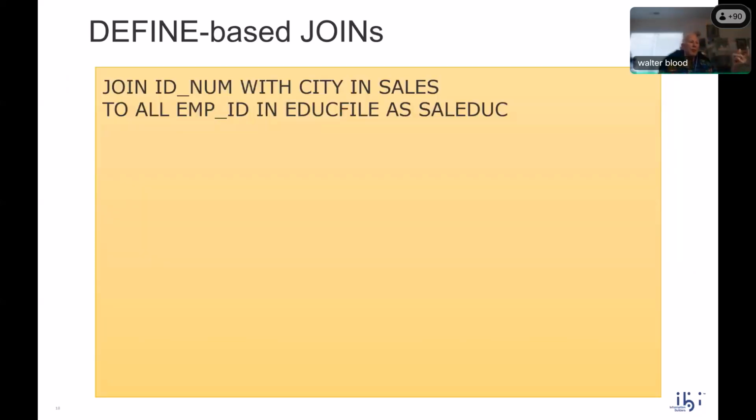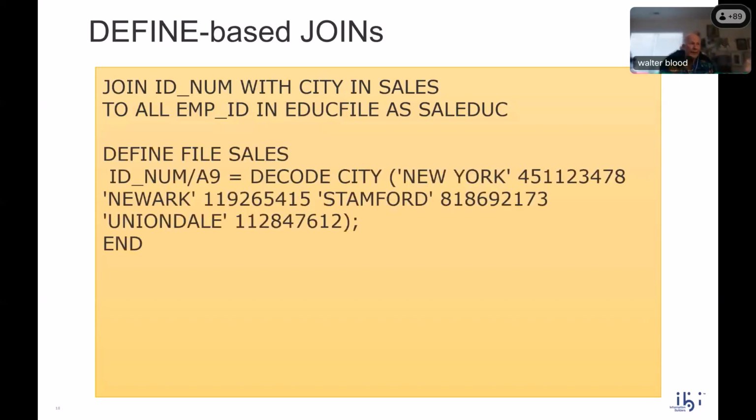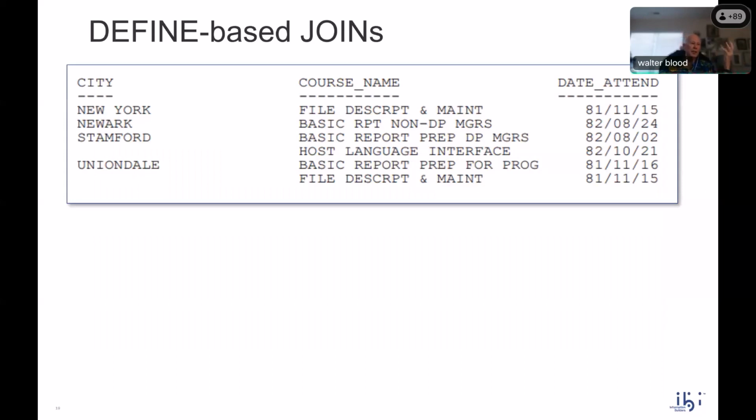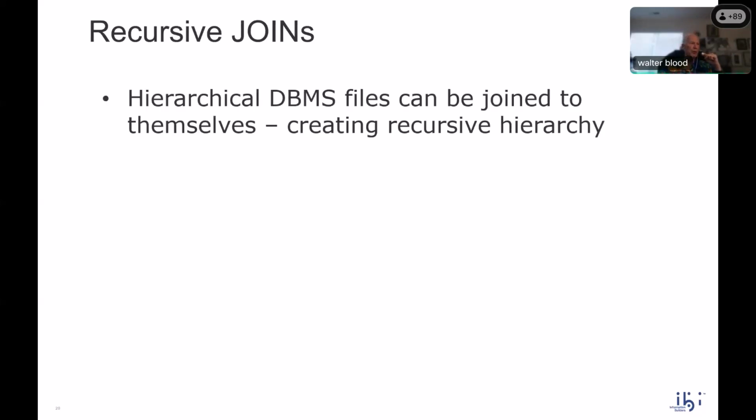Here's a simple case, in the SALES and EDU file, where I'm going to join an ID number with city because I'm going to create the ID number on the fly. Here I'm using a defined field to actually decode city to turn it into an EMP ID number, and I'm then reporting based upon that. And my results, voila, I get exactly what I want. The idea here is you have the ability to create things where they weren't available to you right off the bat. So if you needed to create something to do the join with, you have that capability. It's part of the language, part of the tools.